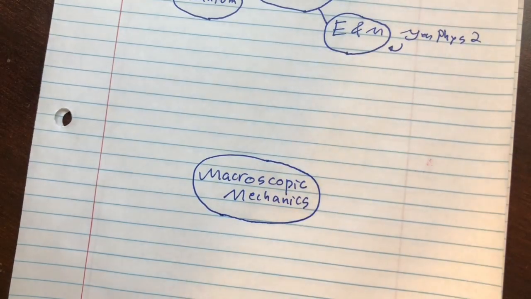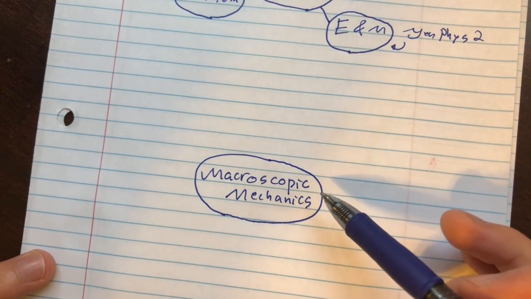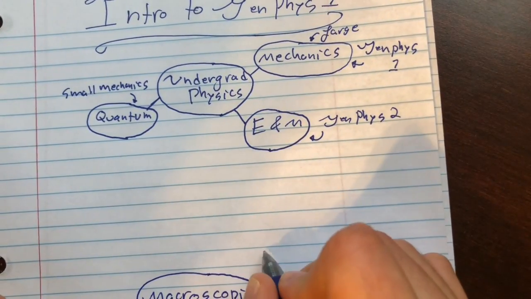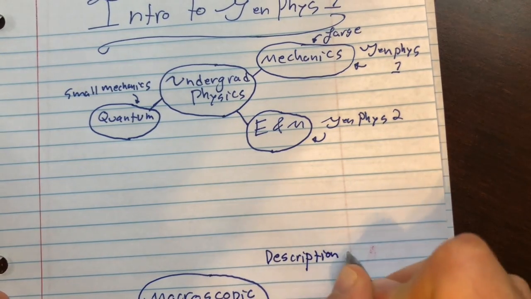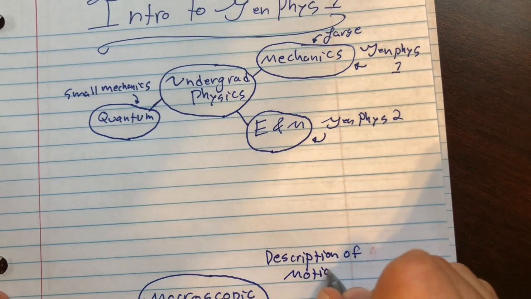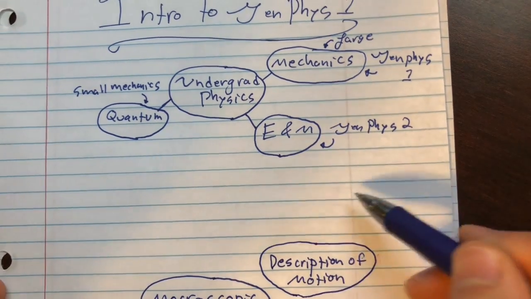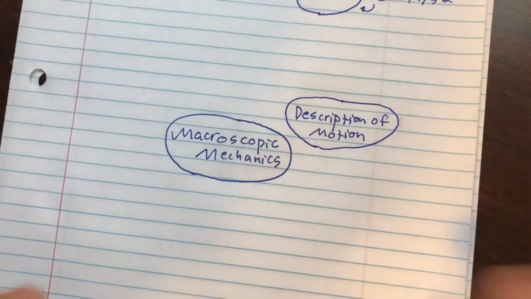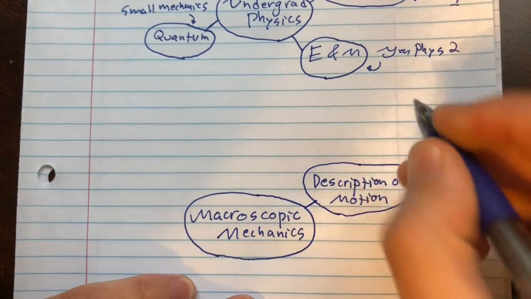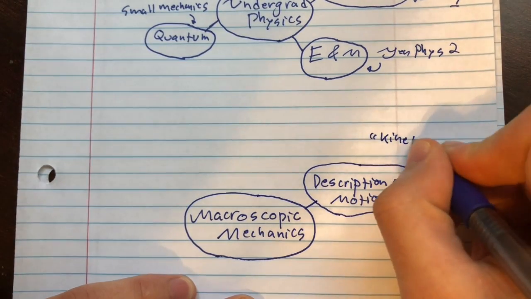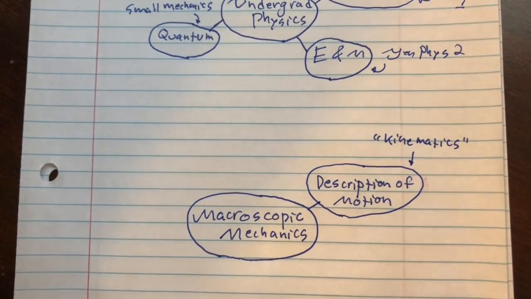Now, what are going to be the different realms of this macroscopic mechanics? The first one we're going to call the description of motion. We have something that's just sitting there, something that's moving, something that's accelerating, and we want to be able to describe that motion. That is going to be our kinematics. So, how do we describe motion?